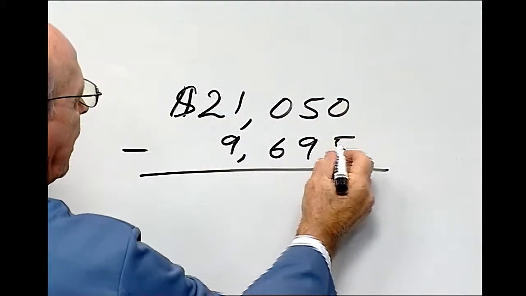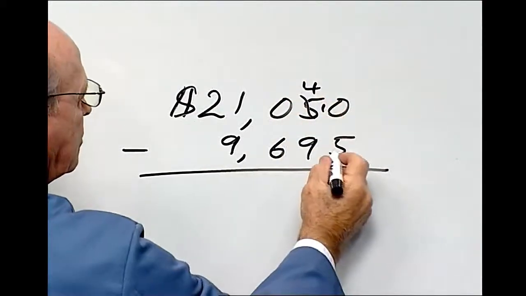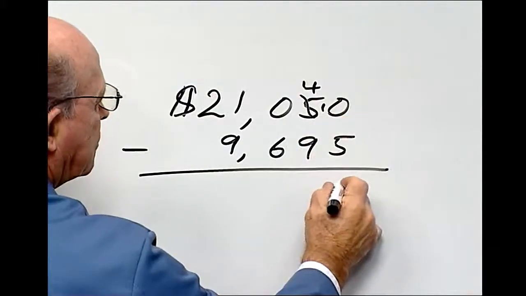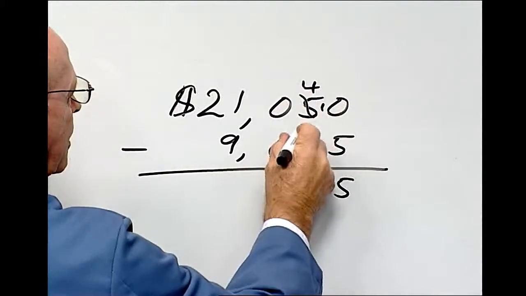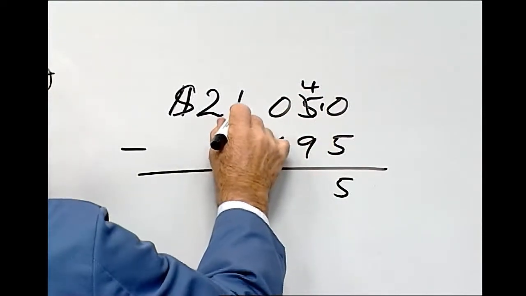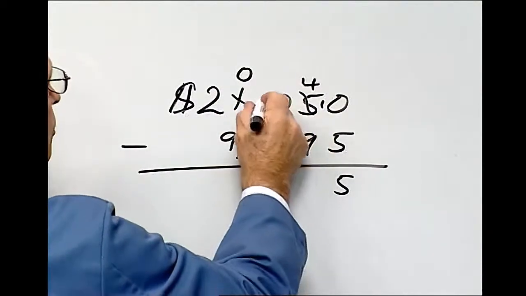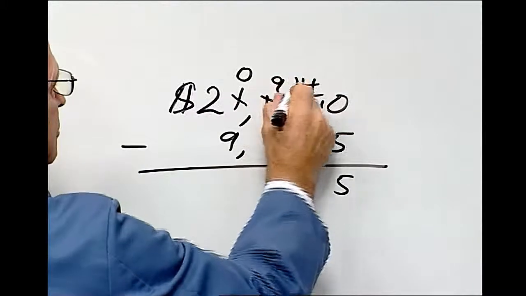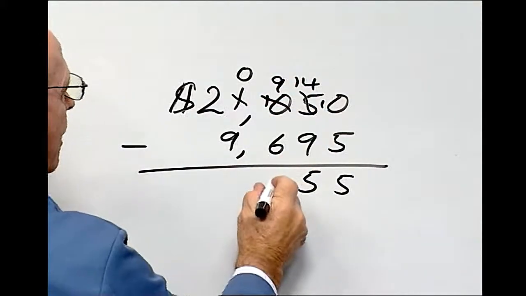You cannot take 5 from 0, so I have to borrow. So that makes that a 4. 10. 5 from 10 is 5. We cannot take 9 from 4, so I have to borrow. We cannot borrow from the hundreds column, so we have to go to the thousands column. And that makes this a 0, and that makes this a 1. Then we borrow 1 from here. That makes that a 9. Makes that a 14. 9 from 14 is 5.